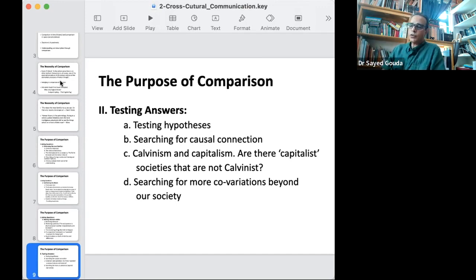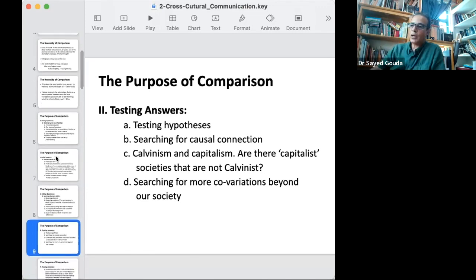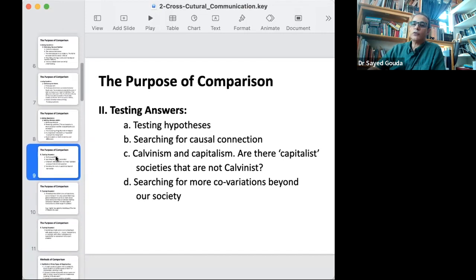And also searching for more co-variations beyond our society, like imagining a different type, a different pattern of society. Not only the society we live in, but other variations of this society. We always need to give our imagination the freedom to imagine things that do not really exist.